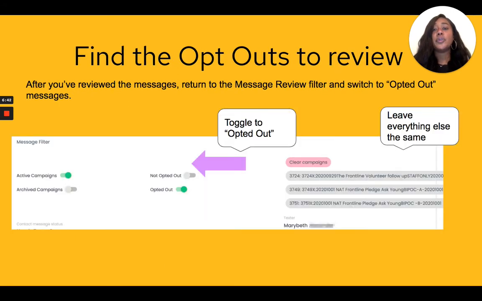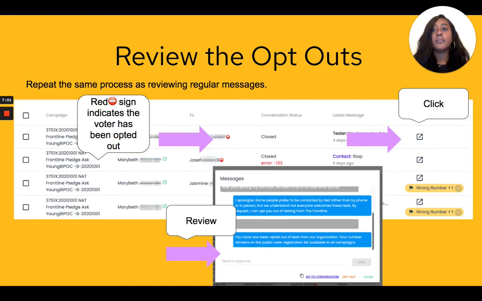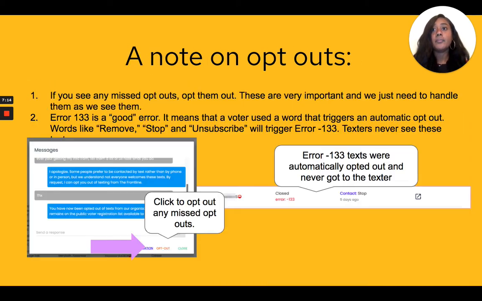Once you've viewed a nice sampling of messages, return to the Message Review filter so you can review the opted out messages. You want to toggle the Not Opted Out toggle off and turn the Opted Out toggle on. Leave everything else the same. Review the opted out messages just like you did with the other messages. A little red no sign indicates that the voter has been opted out. If you see any opt-outs, opt them out. Opt-outs are so important that we just need to take care of them.